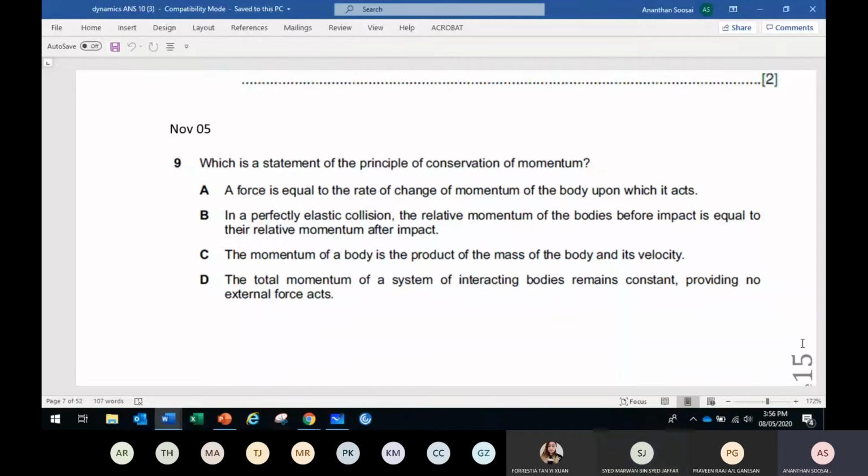Which looks like a very correct way of explaining momentum. So put in your chat. Let me see. Okay, so let me check.